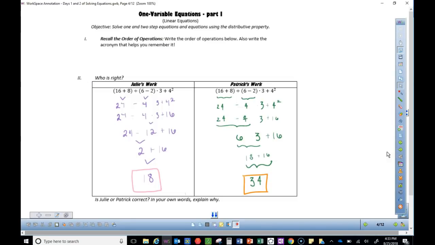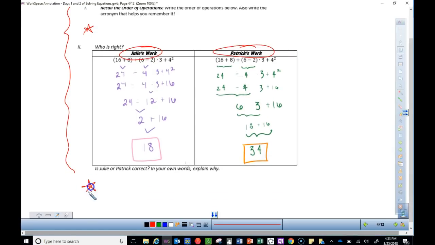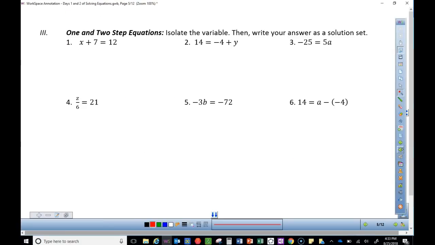So the page starts off with you recalling some order of operations. Now this part I'm going to let you actually do by yourself, because this should be old review stuff. After you've come up with this part with the order of operations, then you need to look at Julie's work and Patrick's work and see if you can figure out who did it right. And it might be a little trickier than you think. So put your opinion down here. And you can pause this when you're done, or you can come back and do this, but I'm going to go ahead and go on now to the equations.